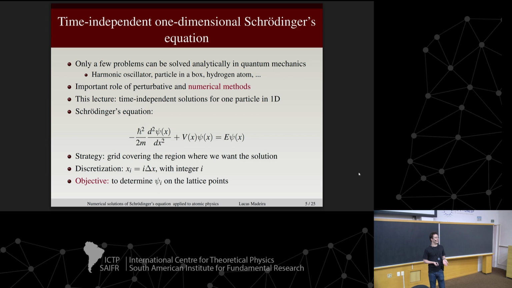So, if we can't do things analytically, what can we do? We could do perturbative methods. They are really important, and you still can get some nice analytical results. But in general, we have to resort to numerical methods, okay?